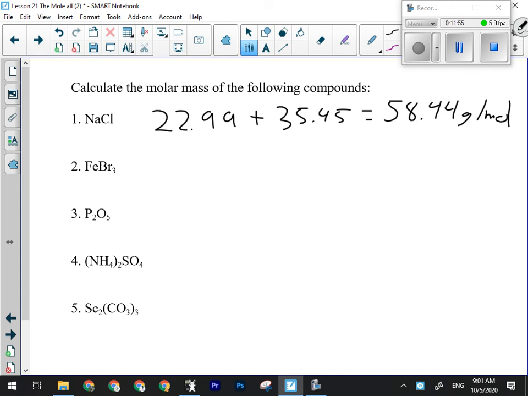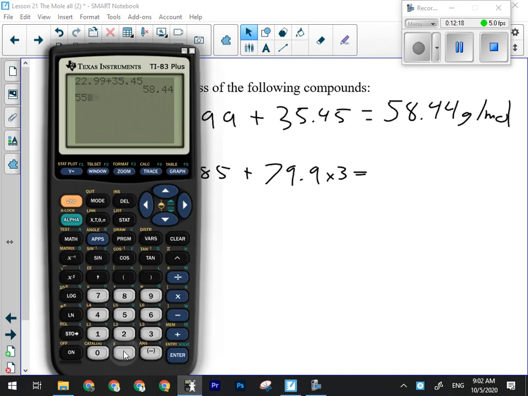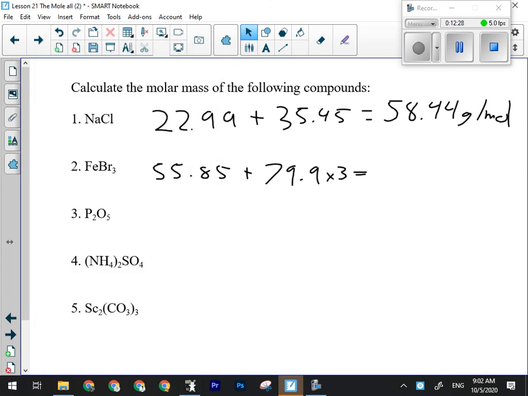All right, for our second one here, we got iron, 55.85. Okay, and there's only 1 iron here, so that'll work. Okay, and then there's 3 bromines, 79.9, times 3. Okay, so we got our 55.85 plus 79.9 times 3. Okay, so we have a molar mass there of 295.55 grams per mole.